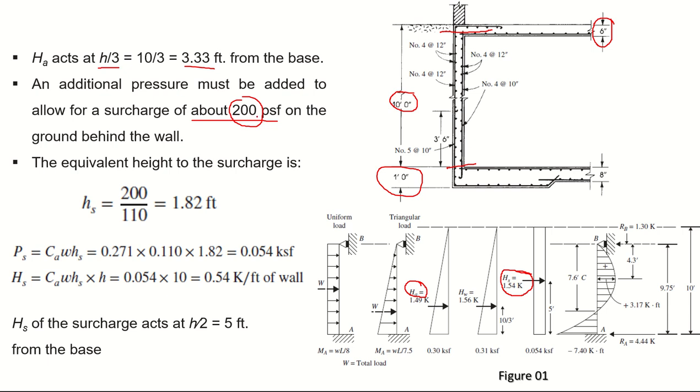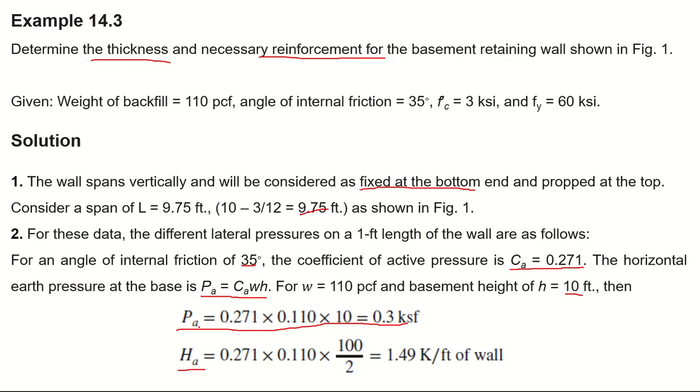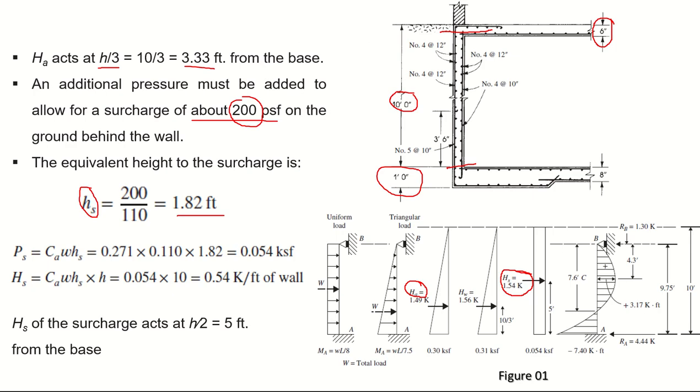We are taking its load as a pressure of 200 psf and finding the height of surcharge with this pressure. Dividing 200 by the unit weight, we get a height of 1.82 feet. Now putting the same equation, just like we did for PA and HA, we will get PS and HS, representing the pressure and force for the surcharge.